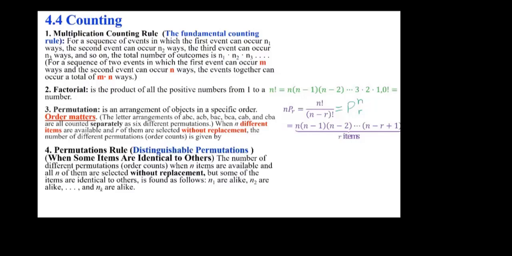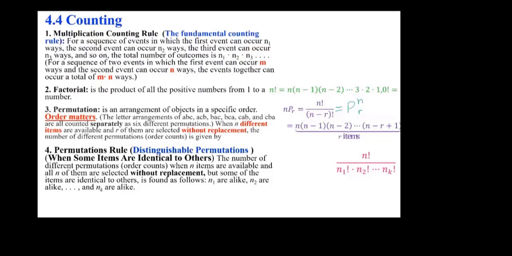When some items are identical to others, the number of different permutations, order counts, when n items are available and all n of them are selected without replacement, but some of the items are identical to others, is found as follows: n1 are alike, n2 are alike, and nk are alike. In the third case, we are dealing with different items. But what happens when some of them repeat? Now the formula changes. The permutation rule changes to n factorial over n1 factorial times n2 factorial all the way to nk factorial.